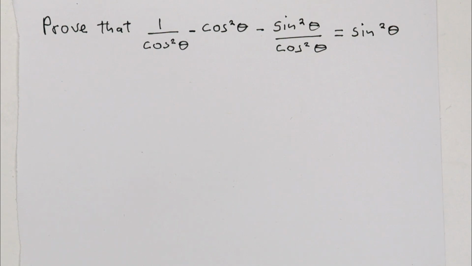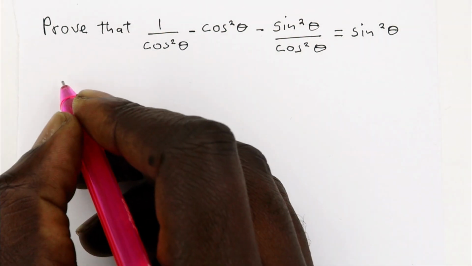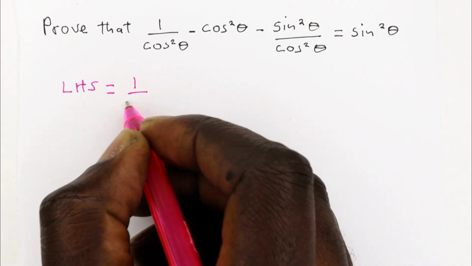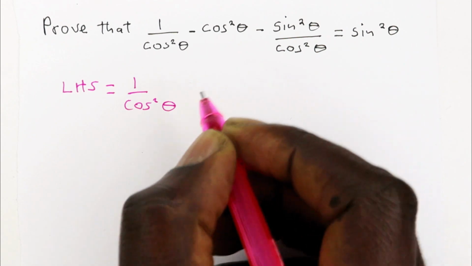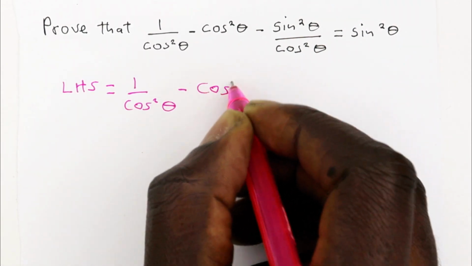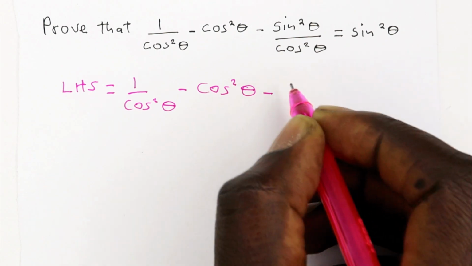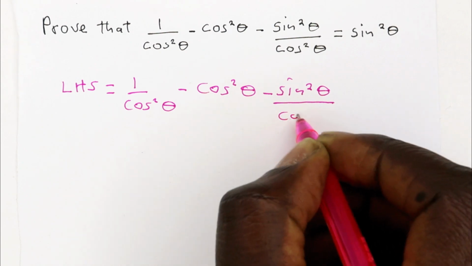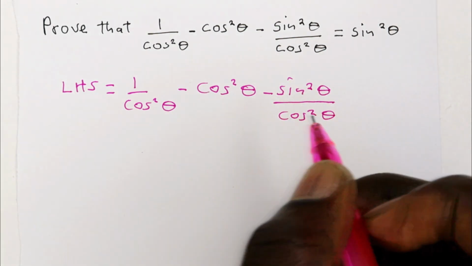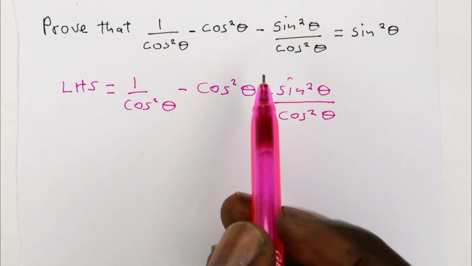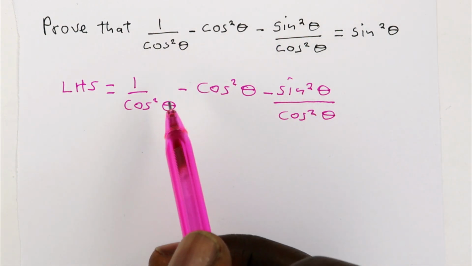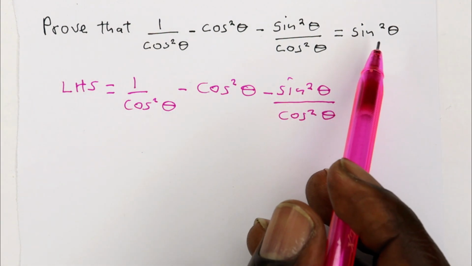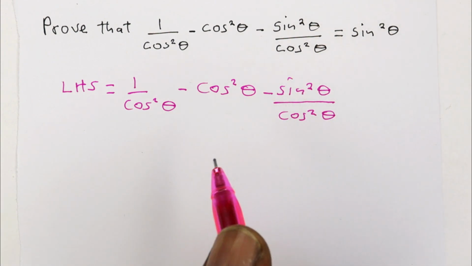So let us just look at what we have on the left hand side. On the left hand side, what we have is 1 over cos squared theta minus cos squared theta minus sine squared theta over cos squared theta. All we need to do to prove this equation is to manipulate one side. In this case, we're going to manipulate the left-hand side of the equation to see if it will result into what we have on the right-hand side.